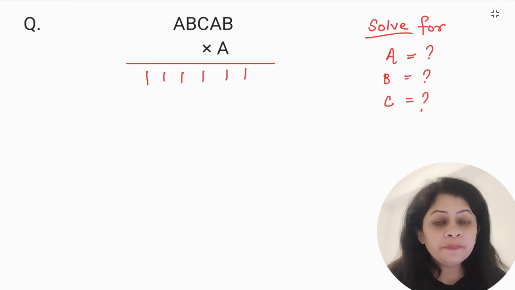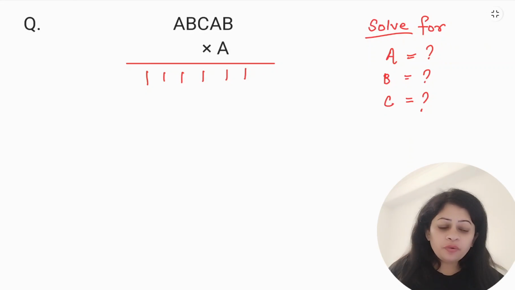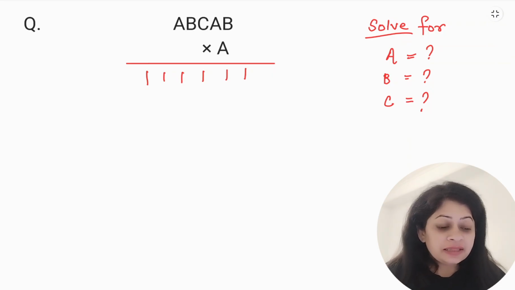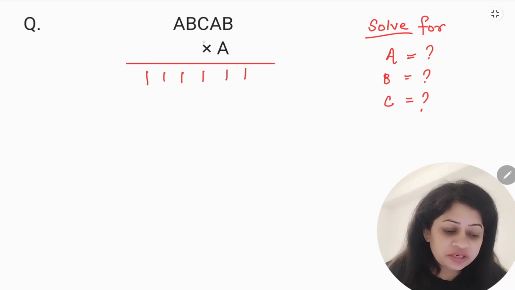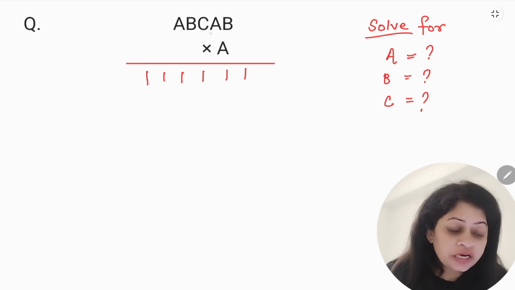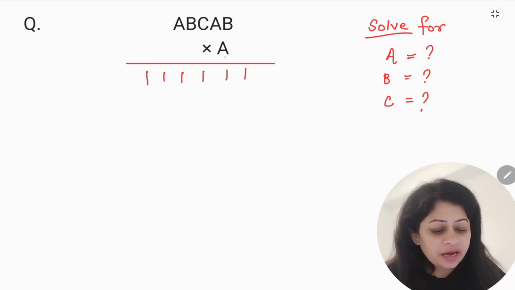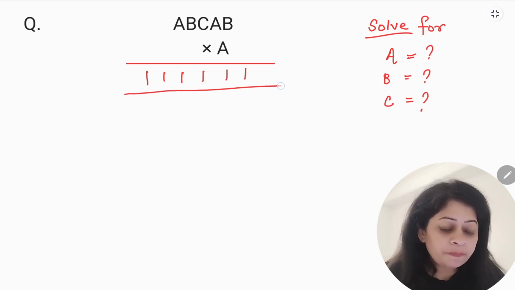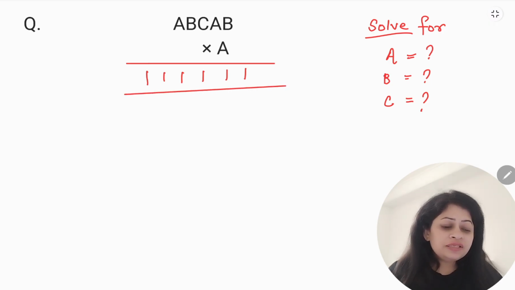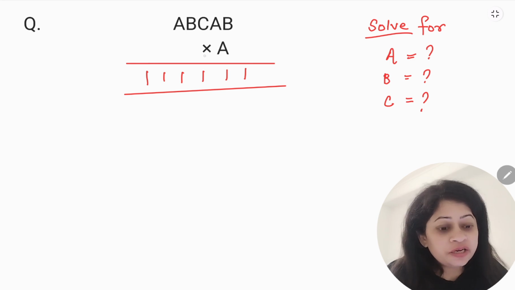I'm Upasana Taneja. So today we have a question. It says that if you multiply a 5-digit number, that is A, B, C, A, B, we do not know what is A, what is B, what is C, right? And you multiply it with a single digit number, that is A, and you get this answer, right? It is a 6-digit number, right? So this is our operation. Operation is multiplication. We are multiplying a 5-digit number.